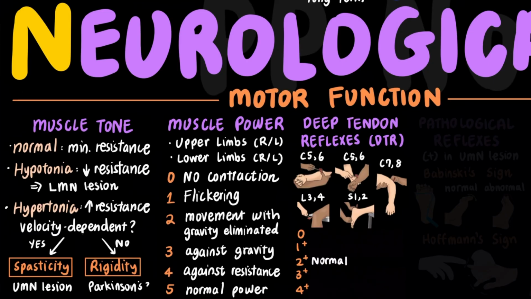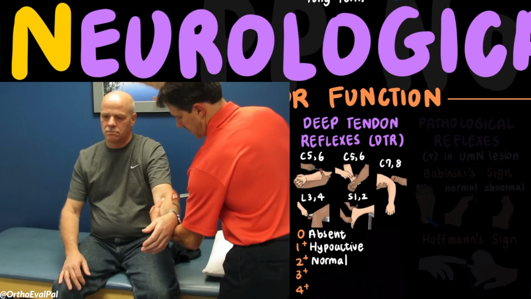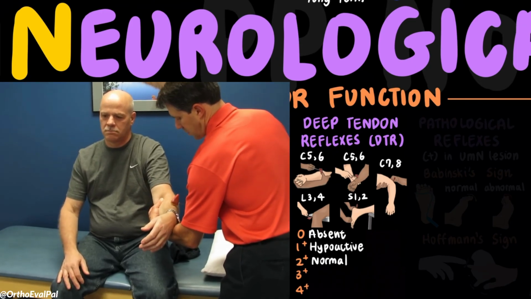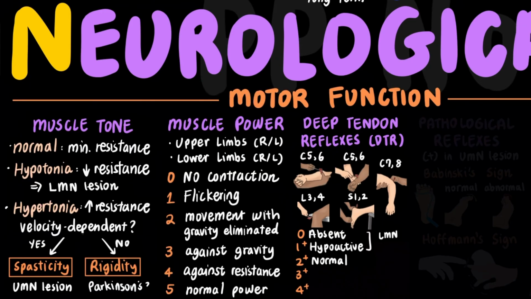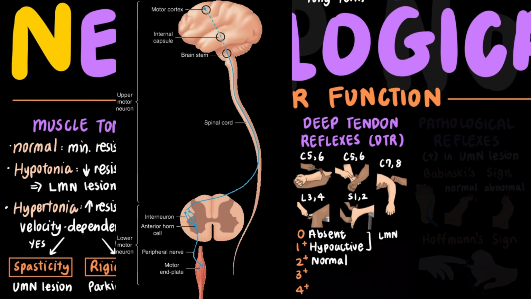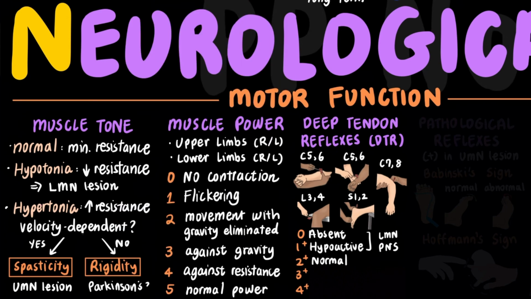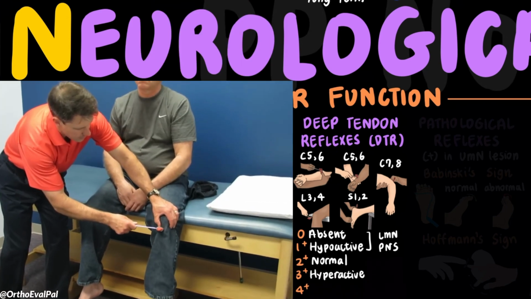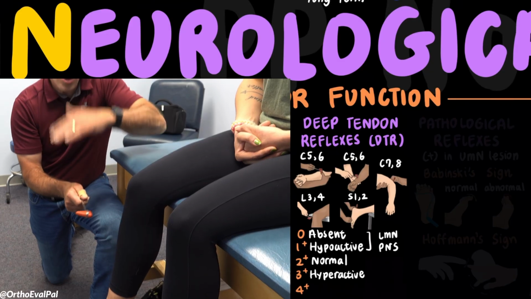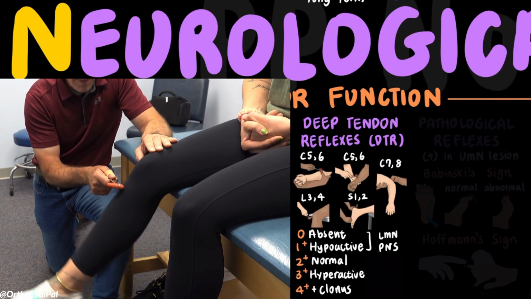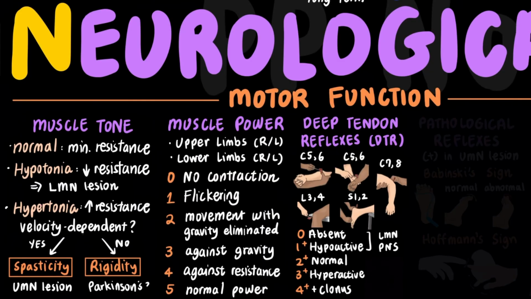A grade of 0 means the reflex is absent, and 1+ means it is present but hypoactive. These usually suggest a lower motor neuron lesion or peripheral neuropathy. On the other hand, 3+ means the reflex is brisk, and 4+ means it is very brisk and may even produce clonus. These findings point toward an upper motor neuron lesion. Now let's move on to pathological reflexes.